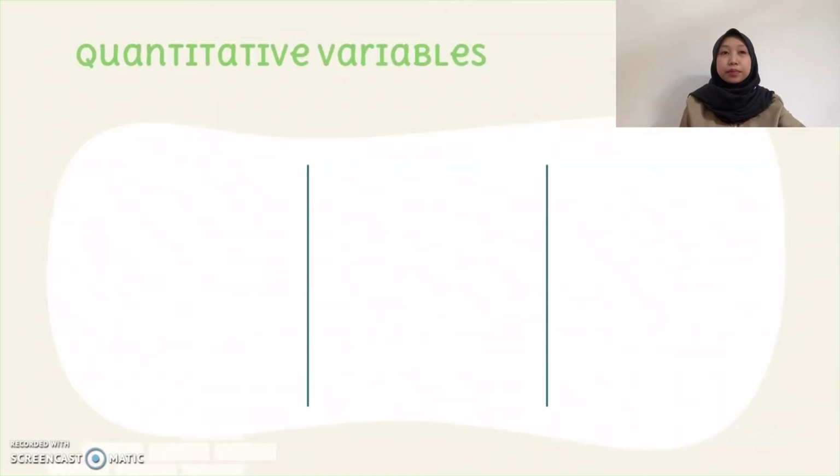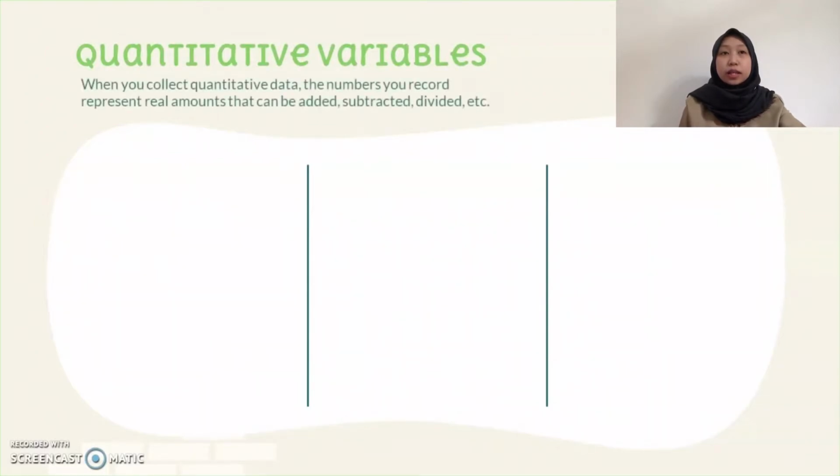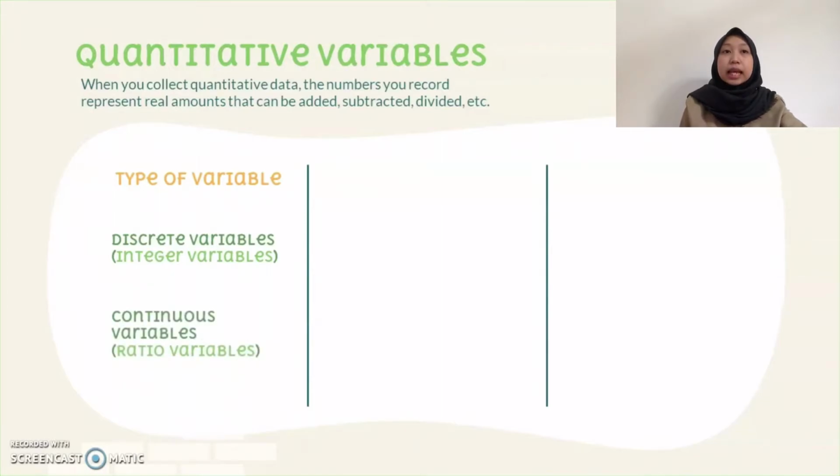Quantitative variables. When you collect quantitative data, the numbers you record represent real amounts that can be added, subtracted, divided, etc. There are two types of quantitative variables. First, discrete variables, also known as integer variables. And second, continuous variables, also known as ratio variables.